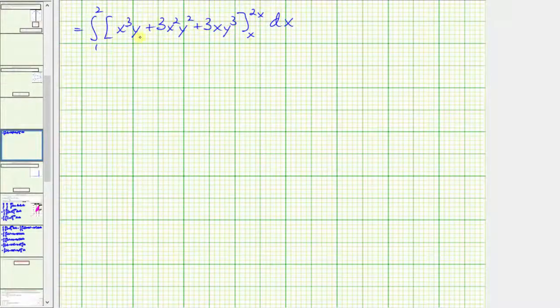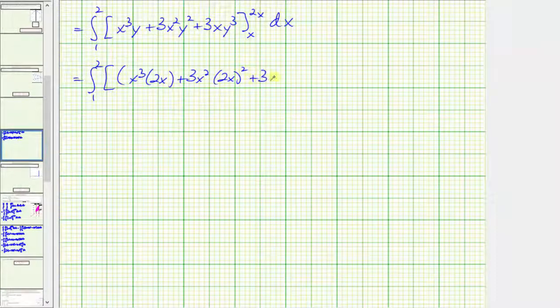So we first substitute 2x for y. So we'd have x cubed times 2x plus 3x squared times 2x to the second plus 3x times 2x to the third, minus, now we substitute x for y, which would give us x cubed times x plus 3x squared times x to the second plus 3x times x to the third.